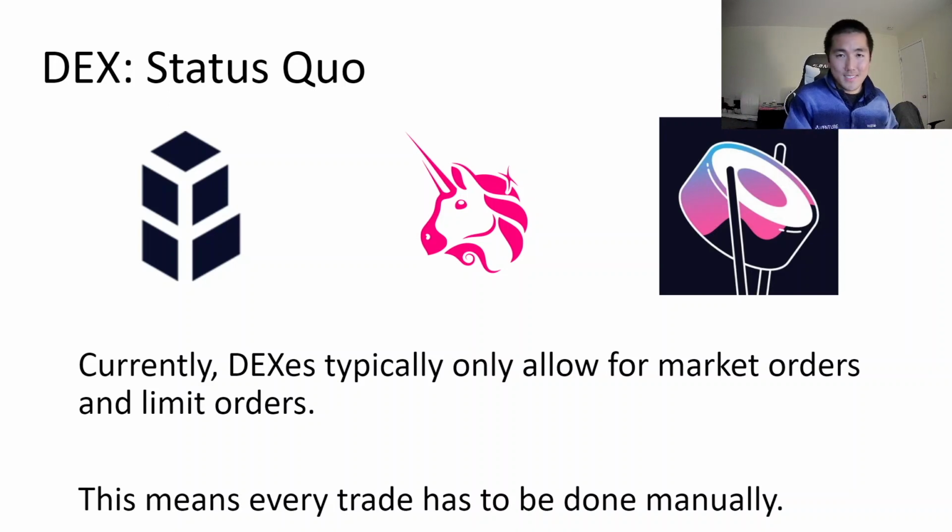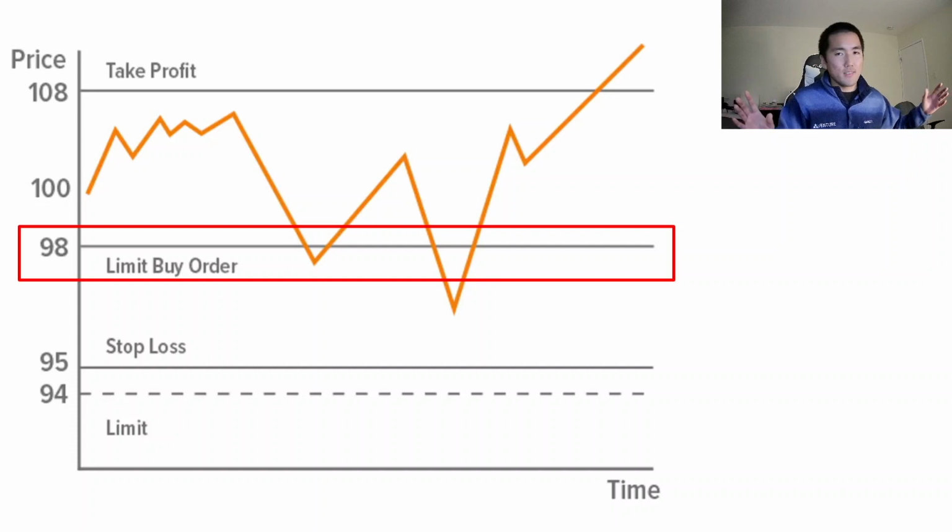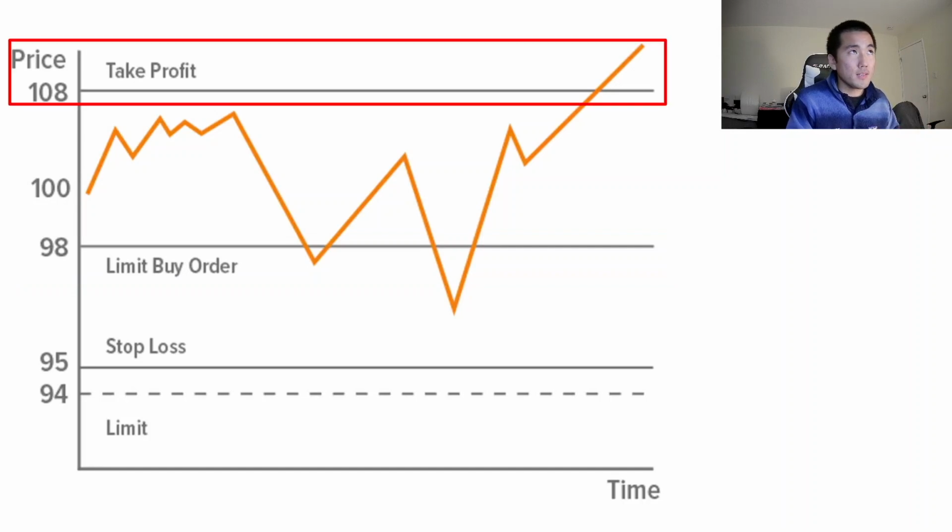Whereas with these DEXs, you have to do everything manually. So let's say you're a trader. This is a simple use case, and you think that this asset, whatever it is, is range bound. So you want to say, I want to set a limit buy order at $98 and take profit at 108. 108 is heavy resistance, 98 is heavy support. I just want to trade this range.